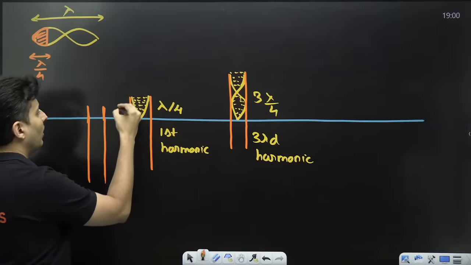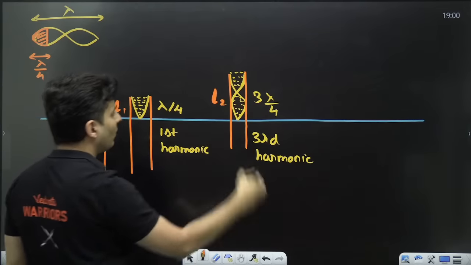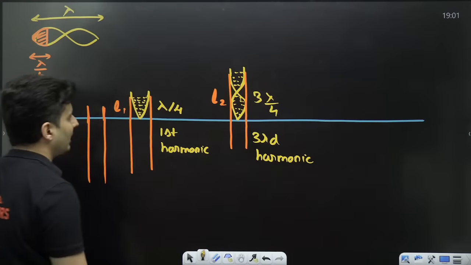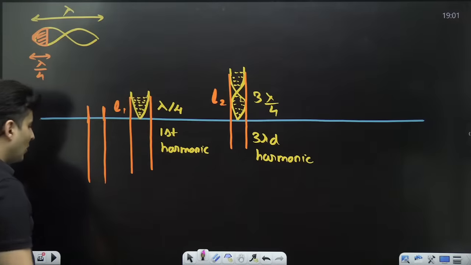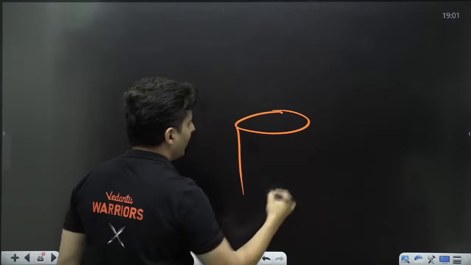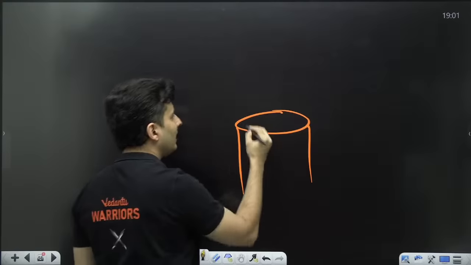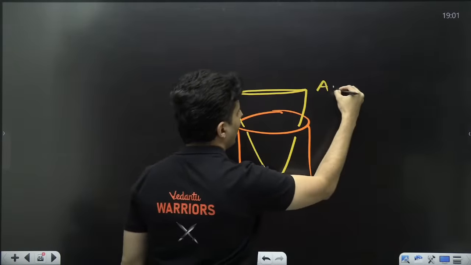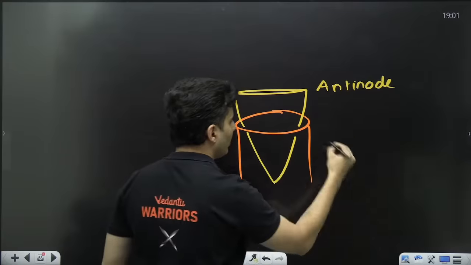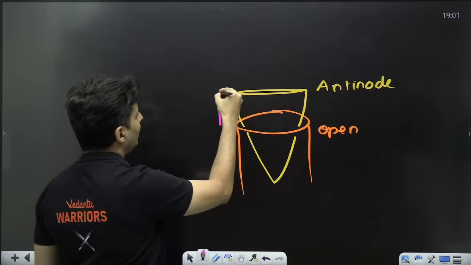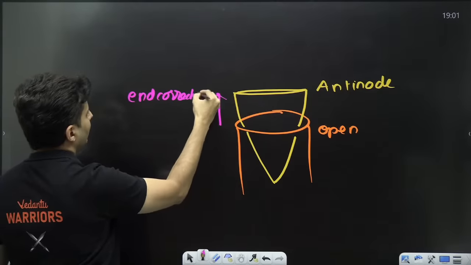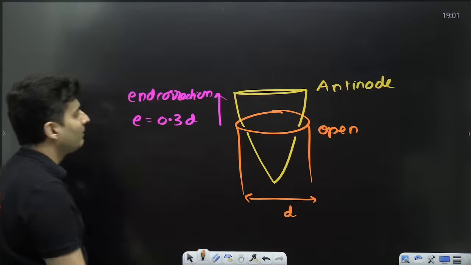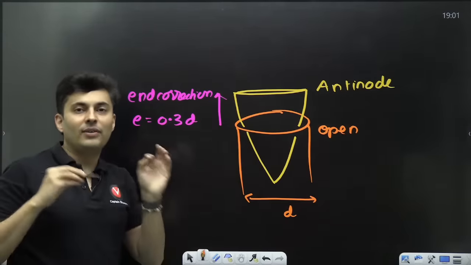Now, the length which is above the water surface, if I call it L1 here, and this length, if I call L2 over here. The problem is, the antinode is not exactly here. It is formed slightly outside. The reason for that is something called the end correction. When you have an open pipe, the antinode is not formed exactly at the open end, it is formed slightly outside. This distance where the antinode is formed is also called the end correction, and that end correction is 0.3 times the diameter of the pipe. So that correction has to be used to actually find the effective length of the pipe.